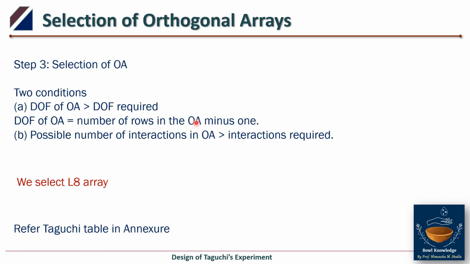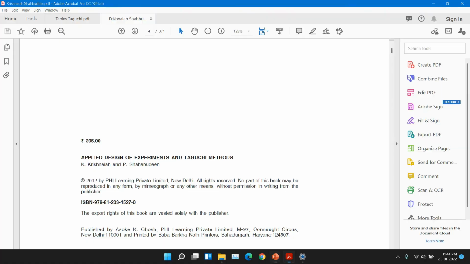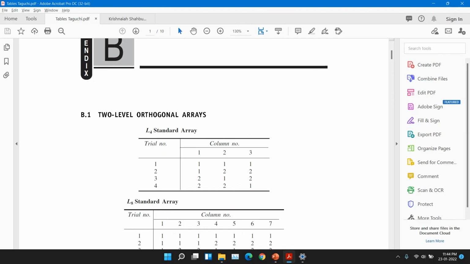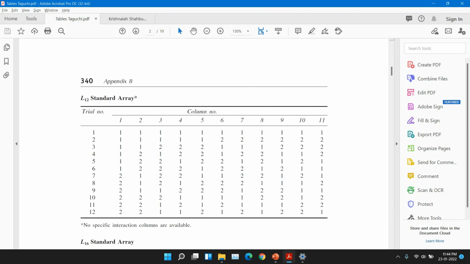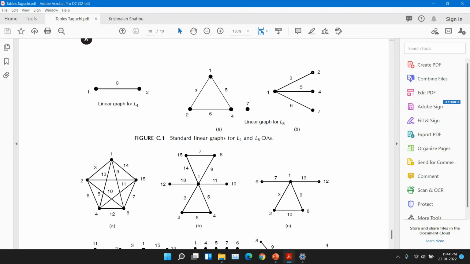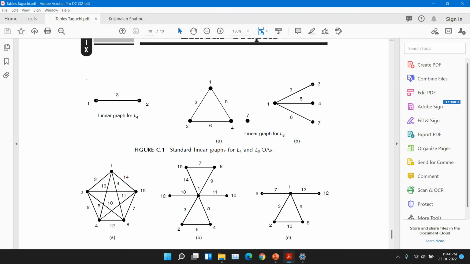Now how to select it? So refer to the Taguchi table in the annexure. Now just give me a minute, I will go to that table. Yes, these are the tables. So in this table, if I go to linear graphs, then some standard linear graphs are given here.